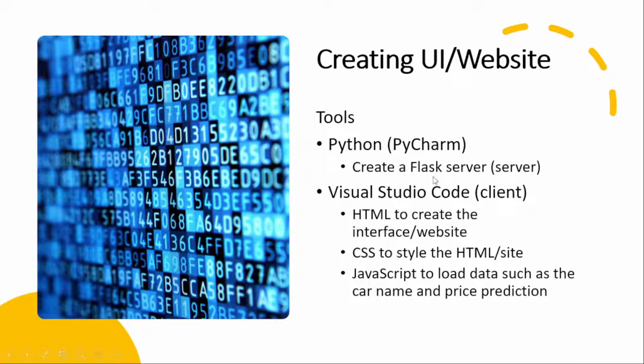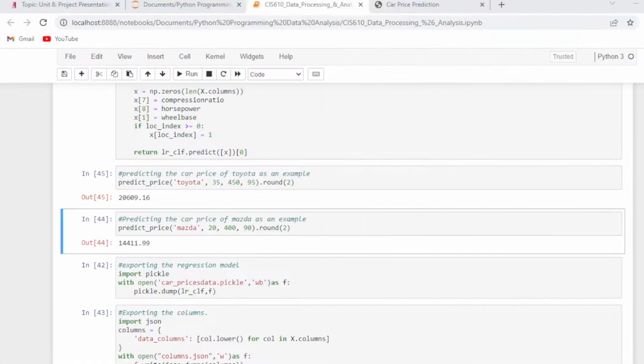So I used tools such as Python, especially the PyCharm IDE, to build a Flask server. And then I used another IDE, Visual Studio Code, to create the HTML, which was to run the interface of the website, and then CSS to style the HTML, and finally the JavaScript, which I used to load the data in the background. And we can go there and see this.